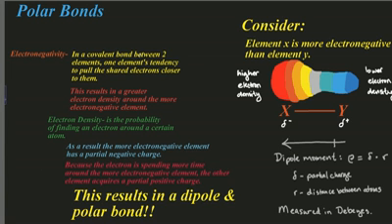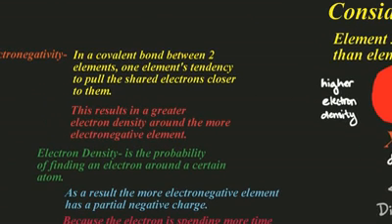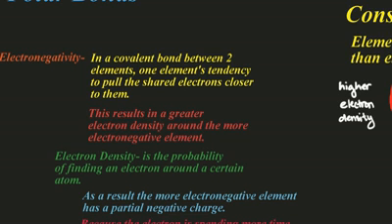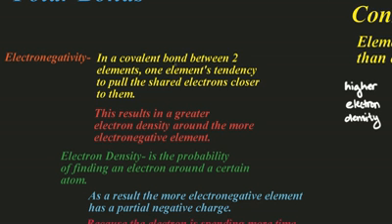Today we're going to be looking at the concept of polar bonds. So what we have to remember is the concept of electronegativity. What is electronegativity? Well, in a covalent bond you have two elements that share electrons. One element will tend to pull the electrons around it more than the other element. This will result in a greater electron density around the more electronegative element.